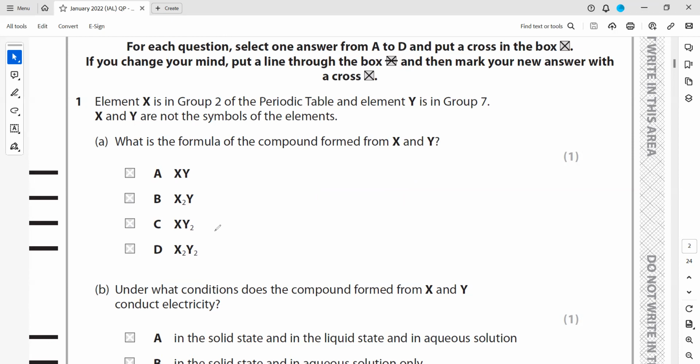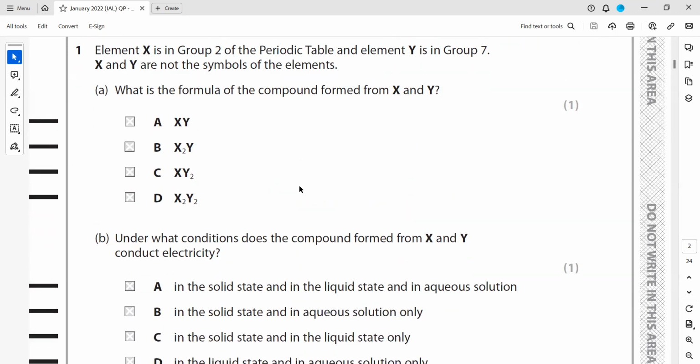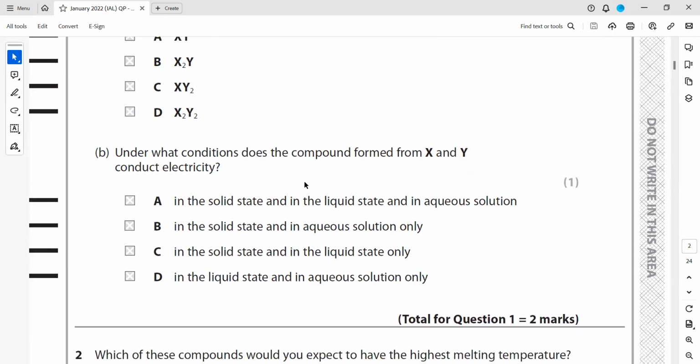Under what conditions does the compound of X and Y conduct electricity? Because X is a metal and Y is a non-metal, it will be an ionic compound. And under what condition can the ionic compound conduct electricity? Ionic compounds conduct electricity when they are molten or dissolved, so either in a liquid or in aqueous solution.